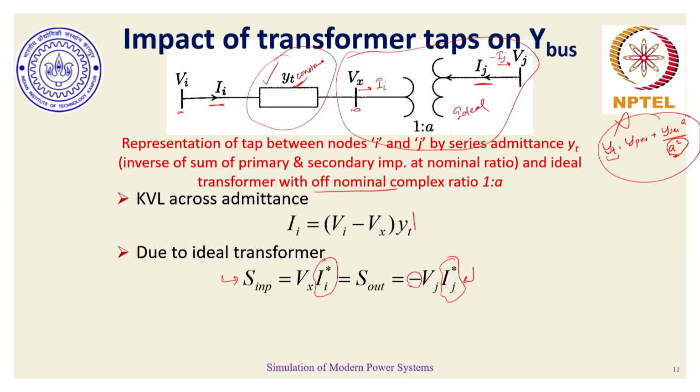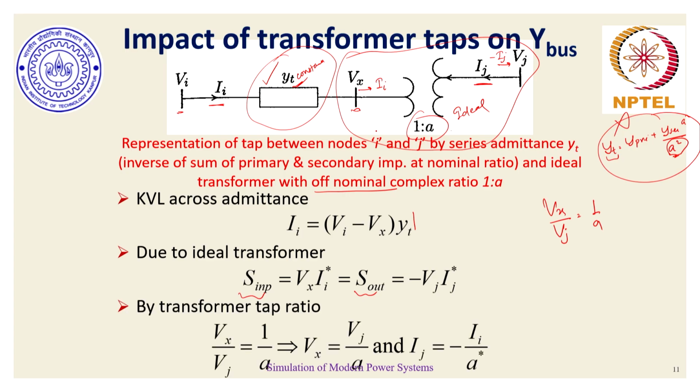So in terms of overall complex power, it's an ideal transformer, so input complex power is same as the output complex power, and Vx by Vj is also 1 by A as per this transformation ratio. So, from there I can find the ratios of voltages as well as the corresponding currents. Star here pertains to the conjugate operation of a complex number.